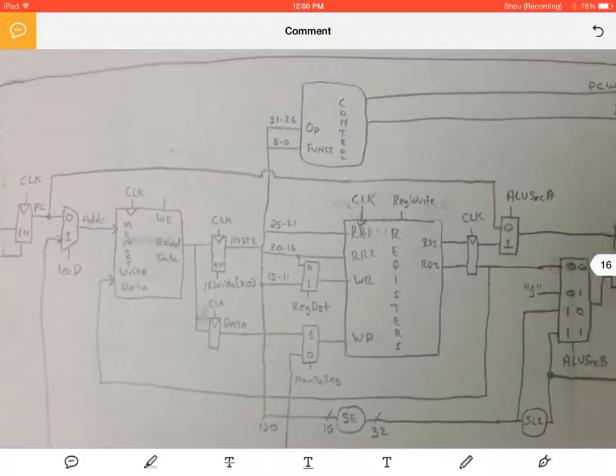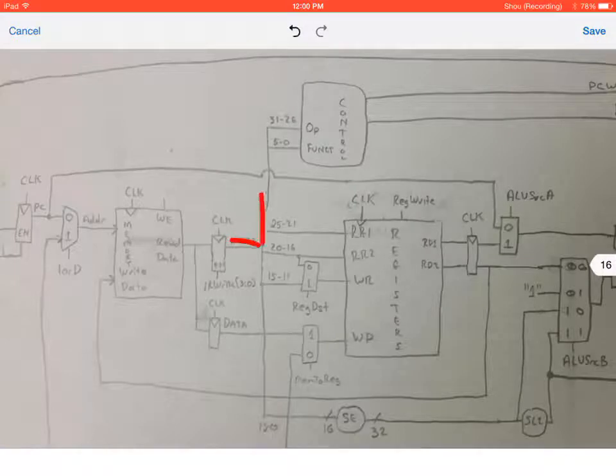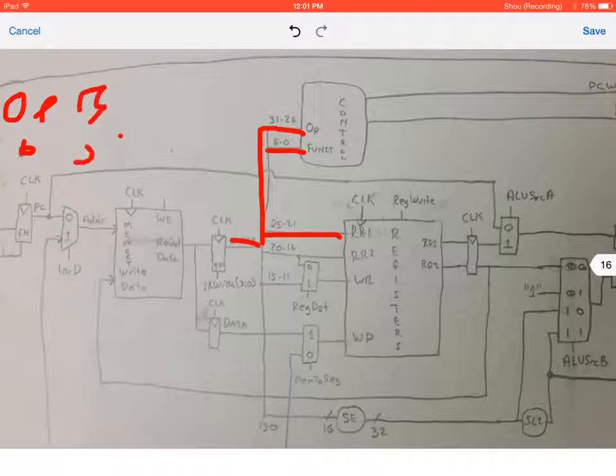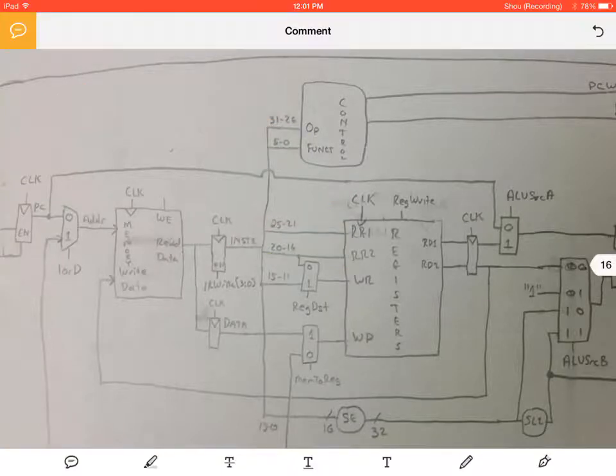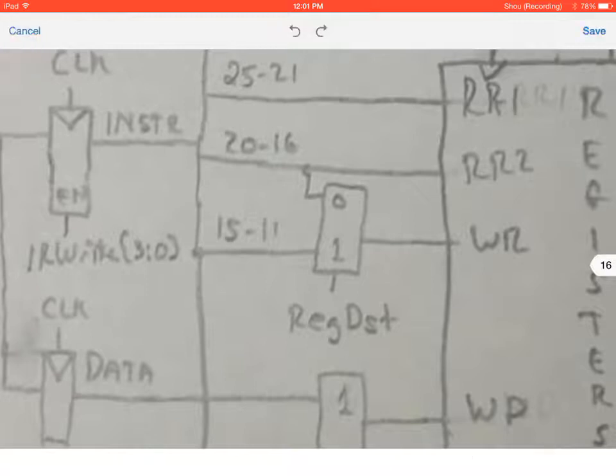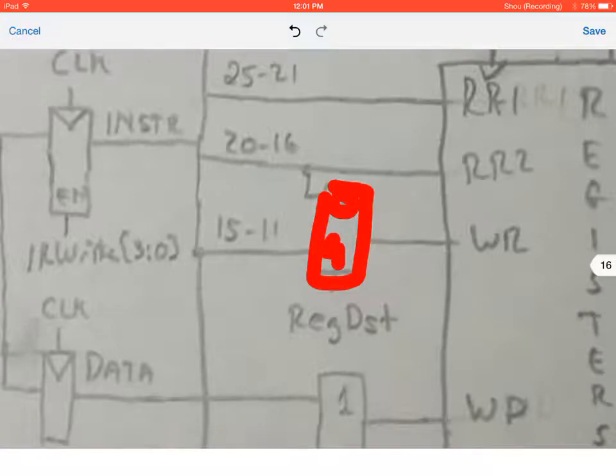Next, if it's an instruction, here's where the outputs go. So 31 to 26 means it's the first 6 bits of your opcode. And also 5 to 0 go in here for the function. 25 to 21, so you had op is 6, RS is the next 5, right? So 25 to 21, this is RS. 20 to 16, this is RT. And to differentiate between R-type and I-type instructions, this register destination value here, 0 if it's I-type, 1 if it's R-type. And this control signal is register destination.